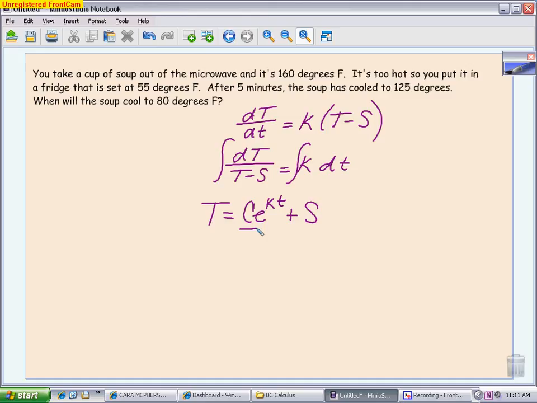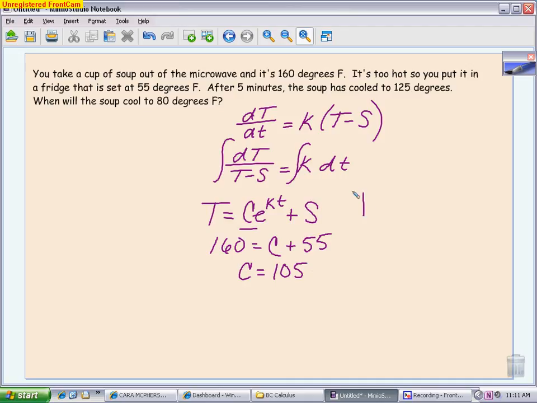And the way you get that, if you can't remember that, is you plug in 0 and say, okay, at time 0, I'm 160 degrees. So if I put 160 degrees in here, when I put 0 in for time, I'm going to be left with C, because e to the 0 is just 1, plus my surroundings are 55 degrees, so we end up getting C to be 105. So if you can't remember that C is the difference between the two, you can put your initial time in and your initial temperature, and you'll get that either way.